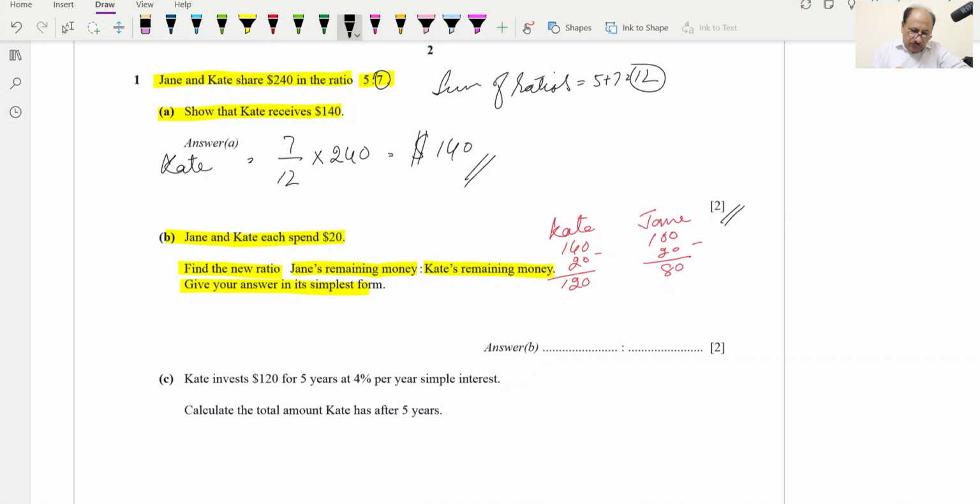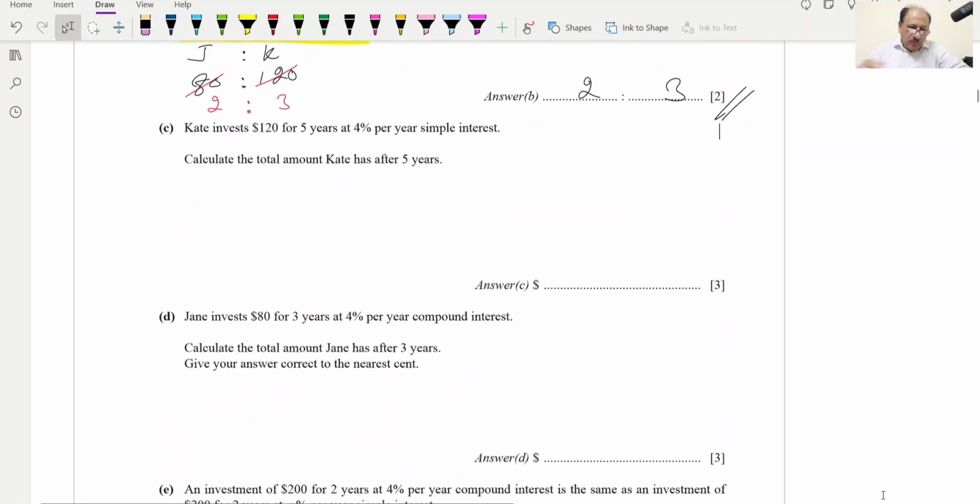So the ratio will be what? We require Jane first. So the Jane to Kate ratio, J to K, will be 80 to 120, and in simplest form we can divide it by 40. So this will be 2 and this will be 3, so it will be 2 to 3. Our answer will be 2 to 3 for 2 marks. Hopefully you understood this.